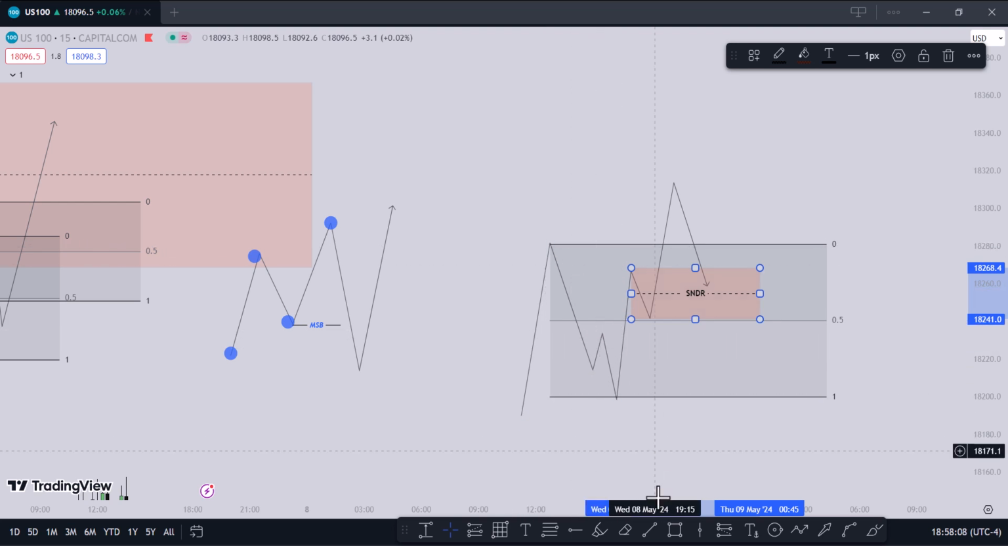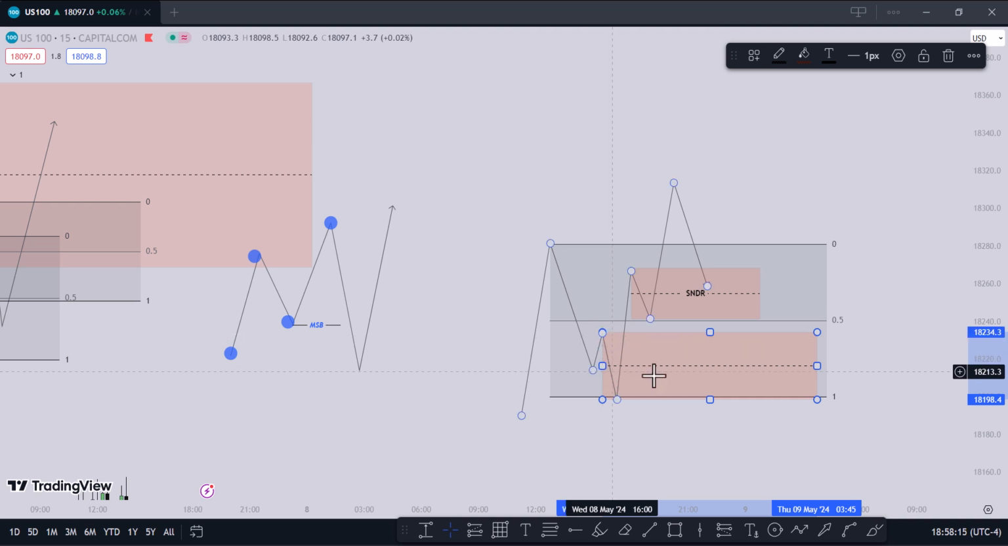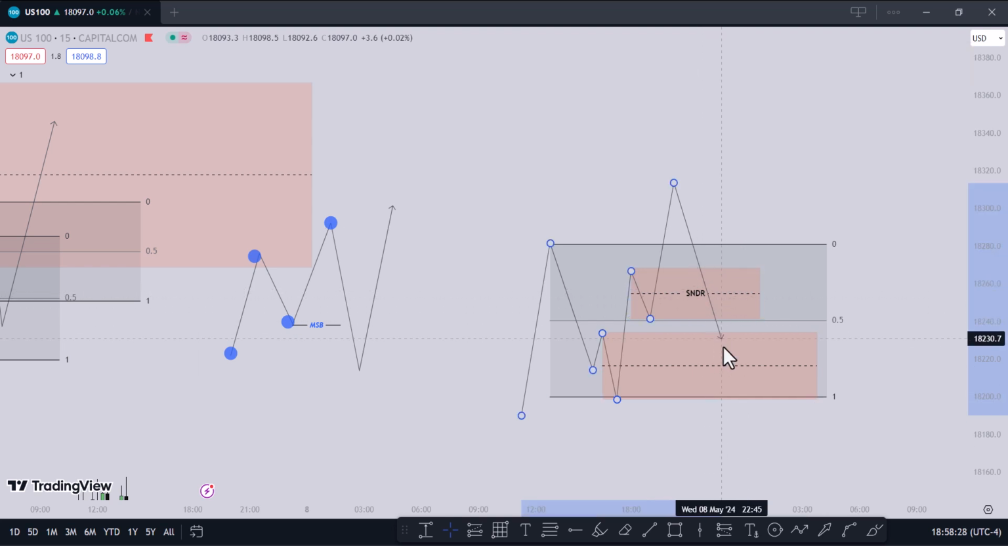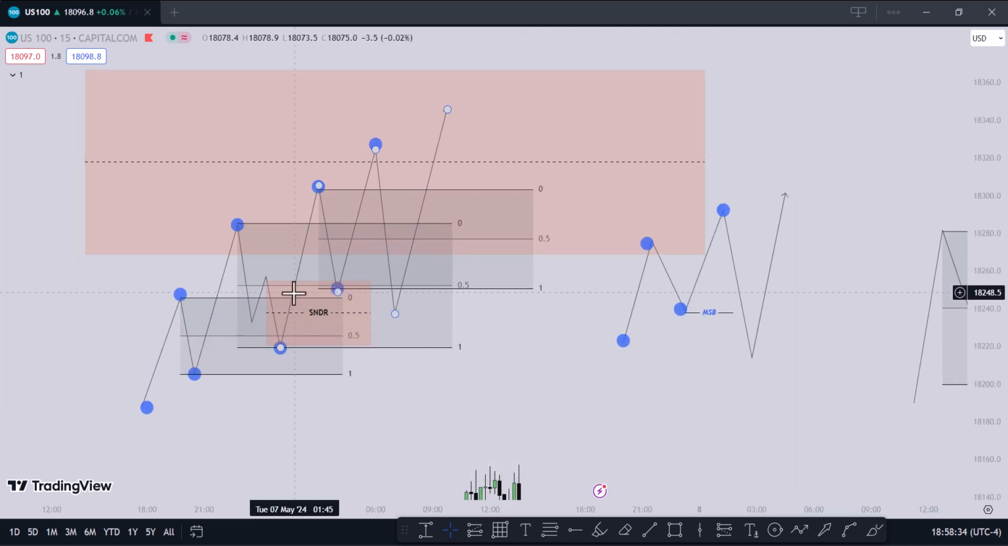This will become the origin of the move. This is a very important area as well. This is called the origin of the move. If price wants to continue higher and it failed to trade or continue higher from the SNDR, it will continue higher from the origin of the move, all right? So in this case, the SNDR and the origin are the same.